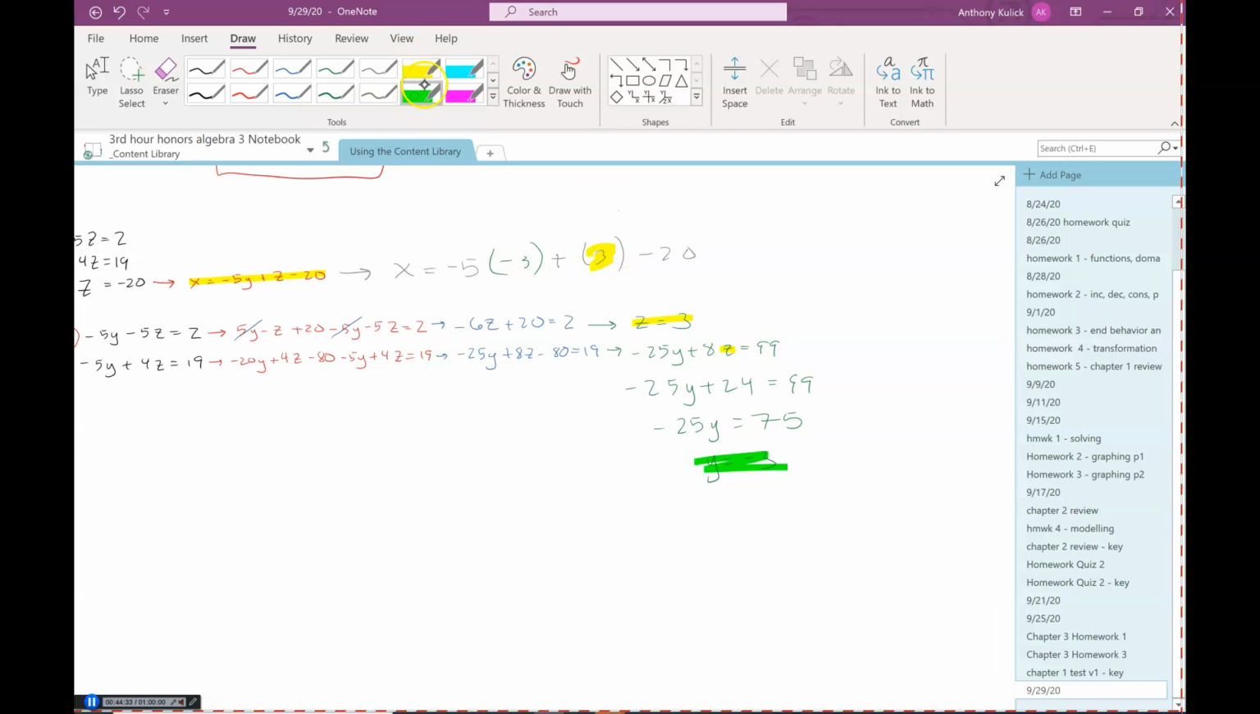So what do I get here? I get 15 plus 3 minus 20, which is negative 2. So again, I'd have x equals negative 2, y equals negative 3, z equals positive 3.